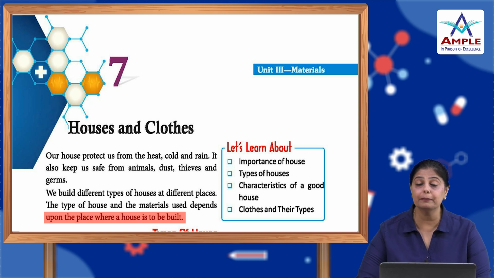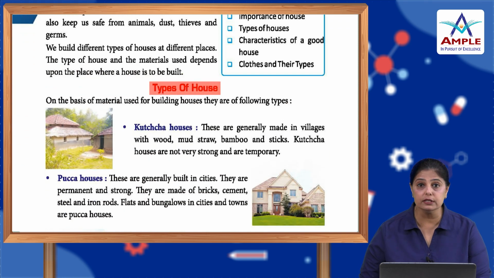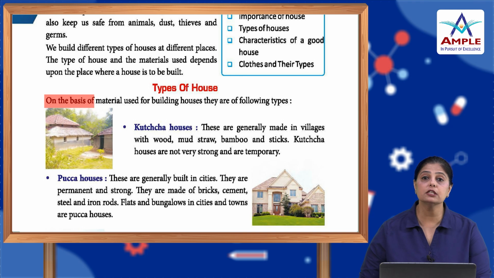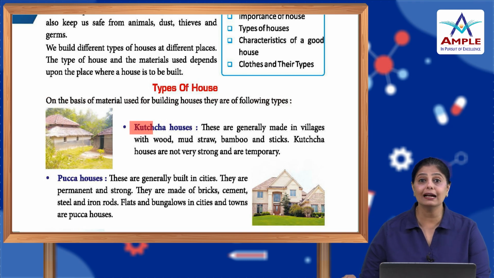Once the need developed, man started finding ways by which he could make a house. Once he had made the house, he started thinking about making houses that could last long, and also making houses depending on the places where they were living. So let's talk about the different types of houses that man built. On the basis of the material used for building houses, they are of the following types. For every different type of house, a different kind of material is required. Let's talk about the kacha houses first.